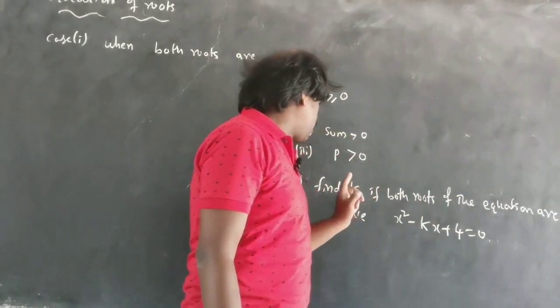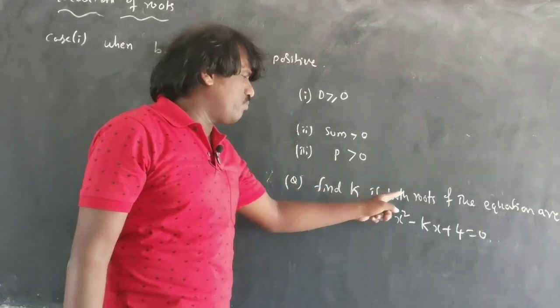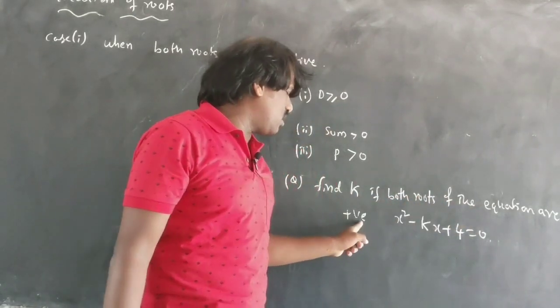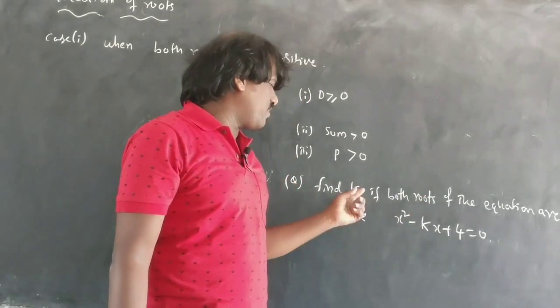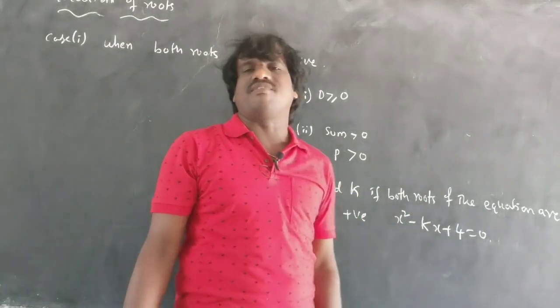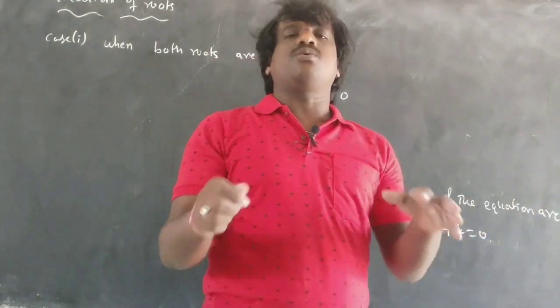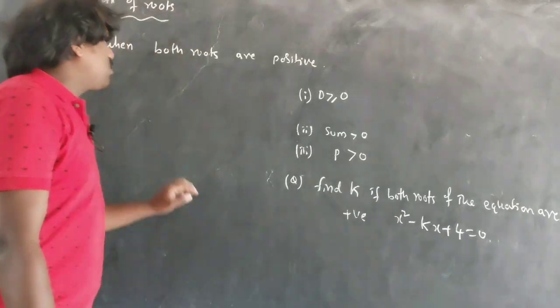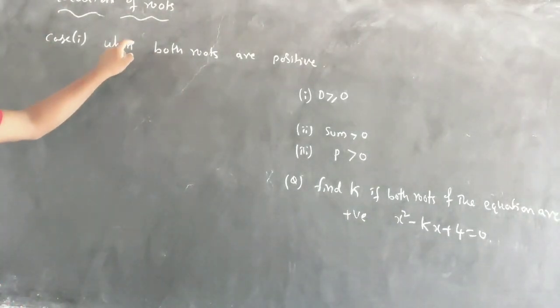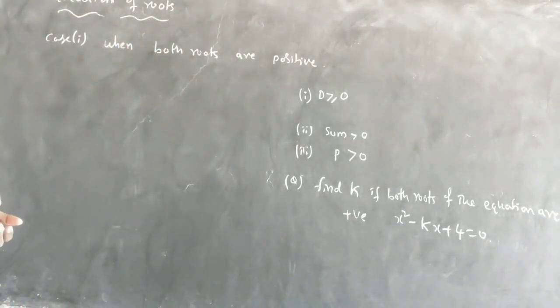For example, this is a question here. Find k if both roots of a quadratic equation are positive. Means for this quadratic equation both roots are positive, then what is the value of k? Or both roots are negative, then what is the value of k? Situations like these will be there. So the first case is when both roots are positive.